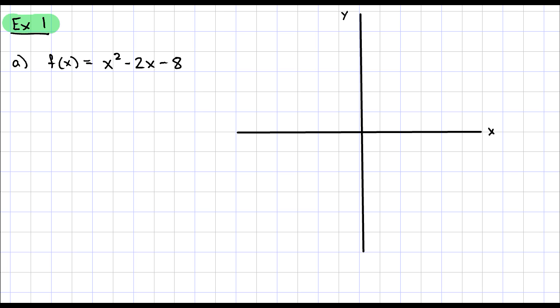For the x-intercepts, there could be 1, 2, or for that matter 0. There could be no x-intercepts. And we'll see some examples of that.